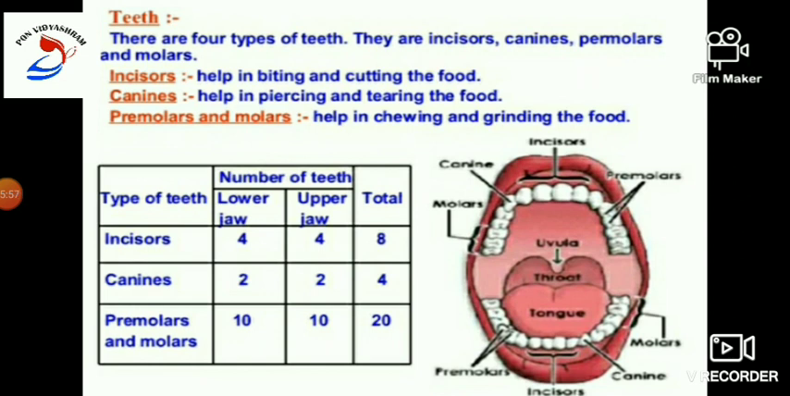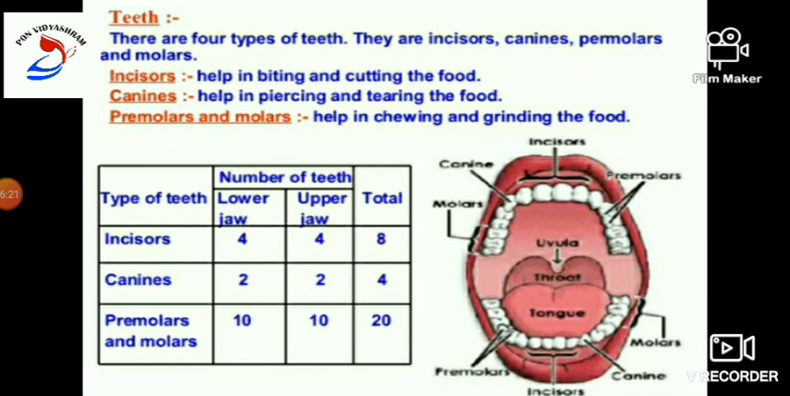These milk teeth fall off one by one and a new set of 32 permanent teeth is formed by the age of 12. There are 3 types of teeth: incisors, canines, premolars and molars. Incisors help in biting and cutting the food. Canines help in piercing and tearing the food. And premolars and molars help in chewing and grinding the food.